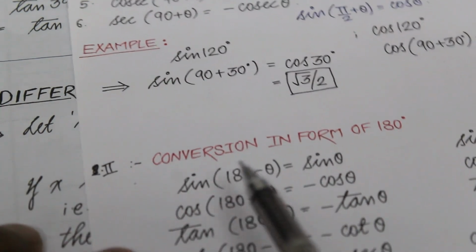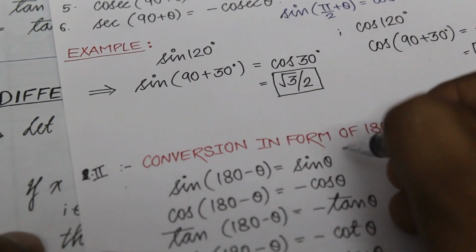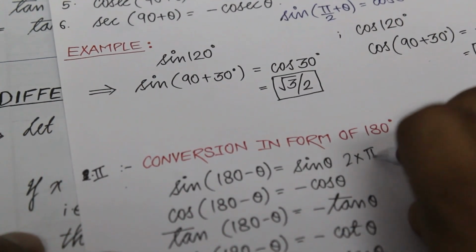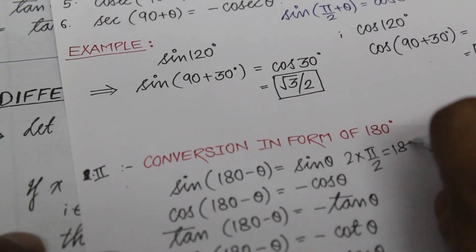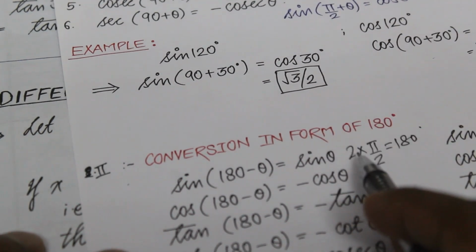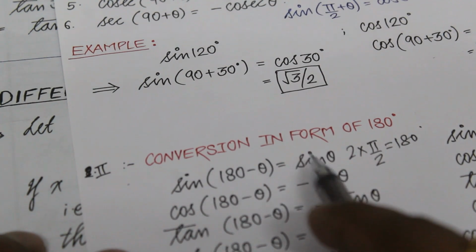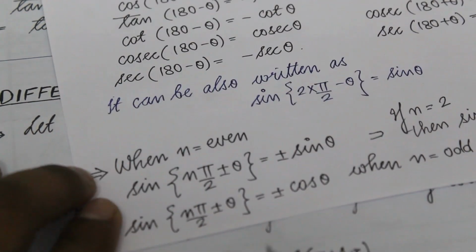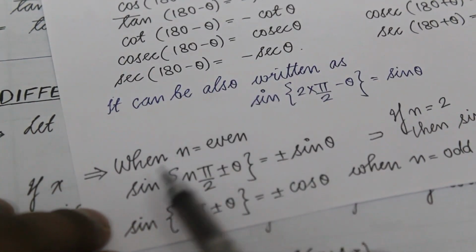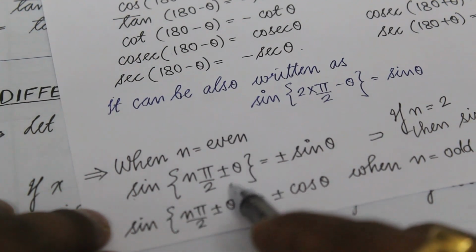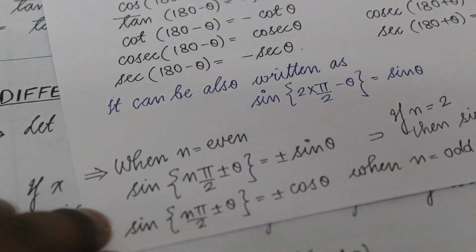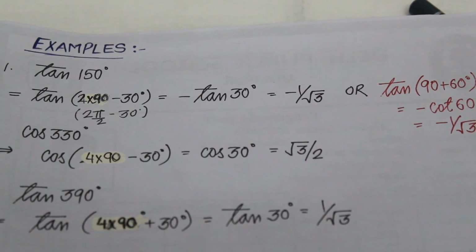But here 180 can be written as 2 into pi by 2. It means if n is even, sine will remain sine. If n is odd, sine will convert into cos. For simplification, it is better to always convert in this form. It will be easier to remember. Now let us understand that concept by using some examples.